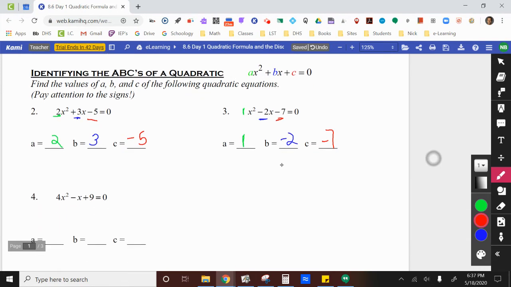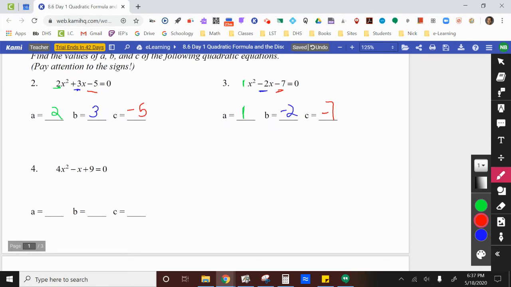All right, here we go. Example 4. It's 4x squared minus x plus 9 is equal to 0. Okay, so why don't we pause the video and have you guys identify the a, b, and c values.